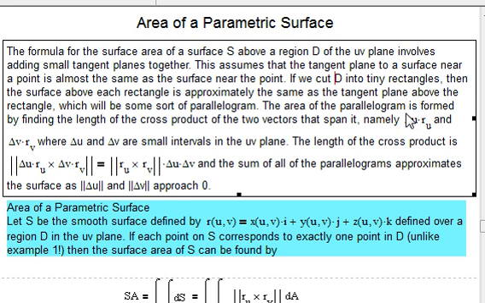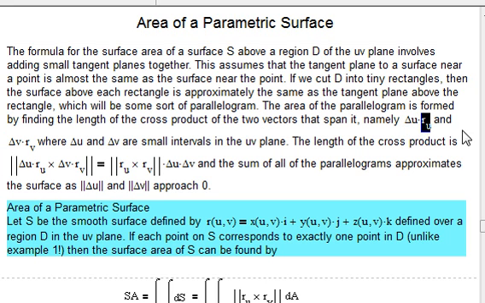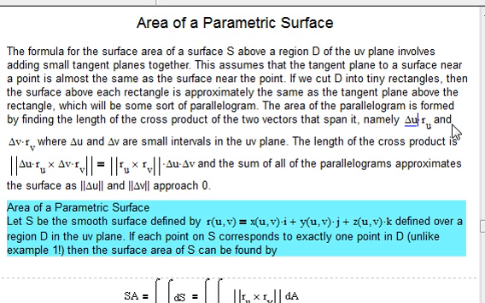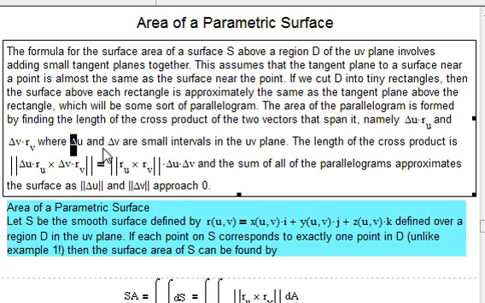Anyway, the area of the parallelogram is formed by finding the length of the cross product of the two vectors. Remember, that's how you find the area of a parallelogram. One of the ways you can find the length of the cross product of two vectors that span it, namely, delta u times r sub u, and delta v times r sub v, where delta u and delta v are small intervals in the UV plane.